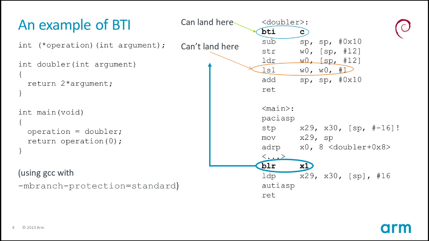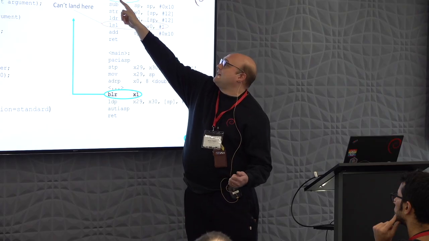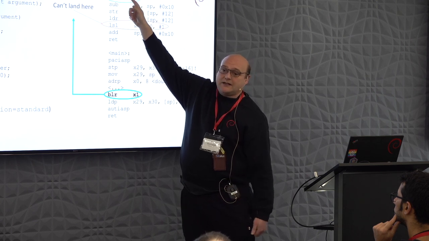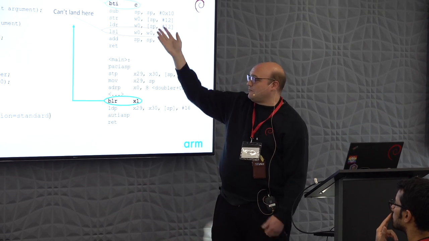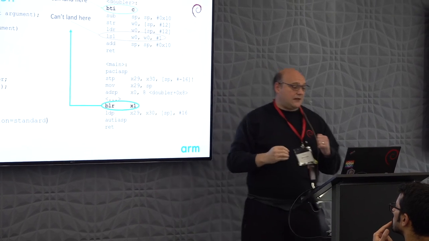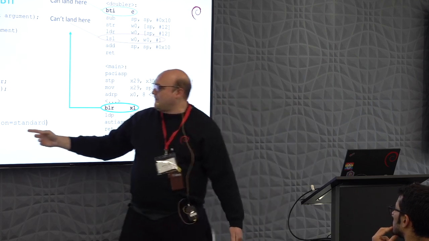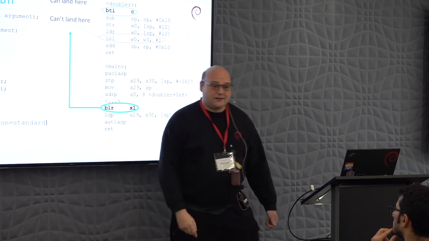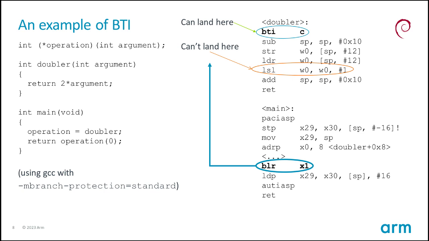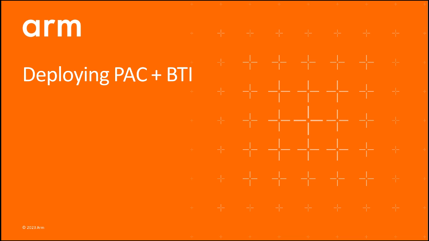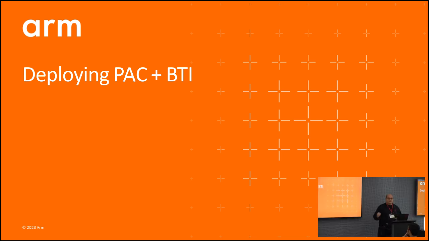So the BTI says, you can land on this if you're a branch with link. In other words, this is a call to a subroutine, you're allowed to land here. And so this will stop, in theory, the jump-style attacks. And again, this is all done for us by the compiler. So we're trying to introduce this quite aggressively because the actual risk to the system is quite low. I'll talk about some extra information on how to deploy these as well.